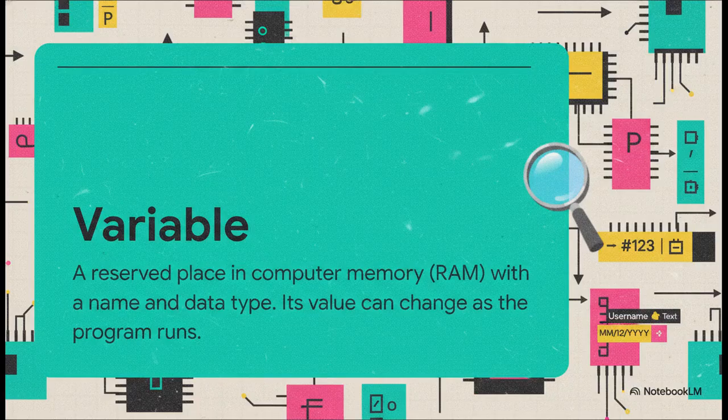Okay, let's get a bit more technical. A variable is just a reserved spot in the computer's memory, its RAM. And it has three key parts: a name, so we can find it; a data type, which tells the computer what kind of stuff it's allowed to hold, like text or numbers or dates; and most importantly, the value inside it can change while the program is running.